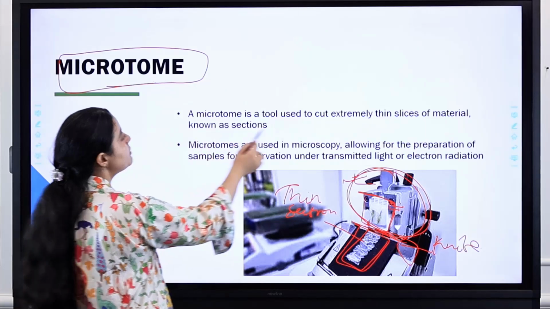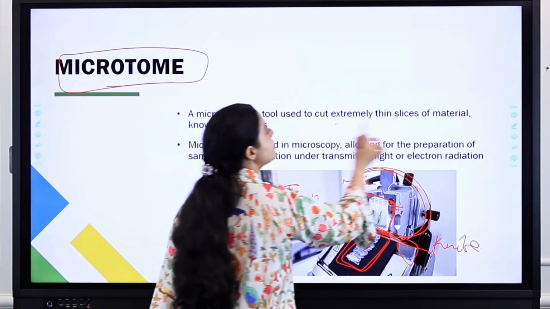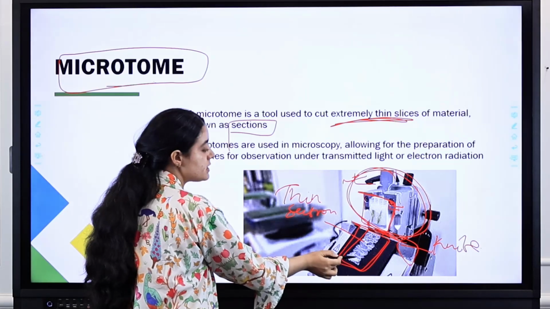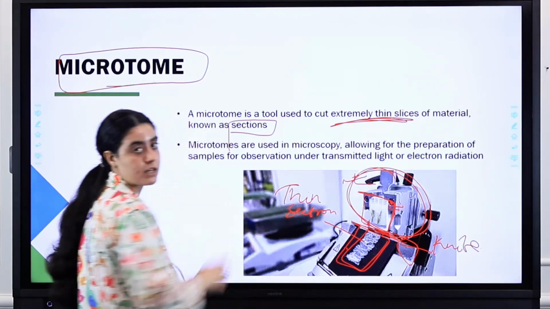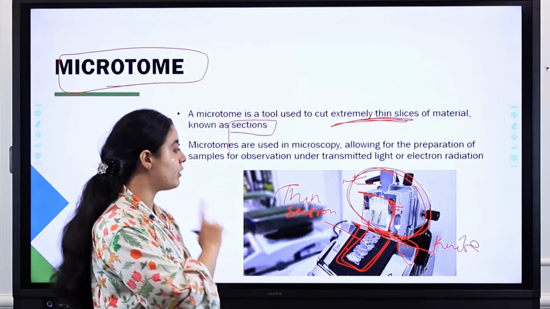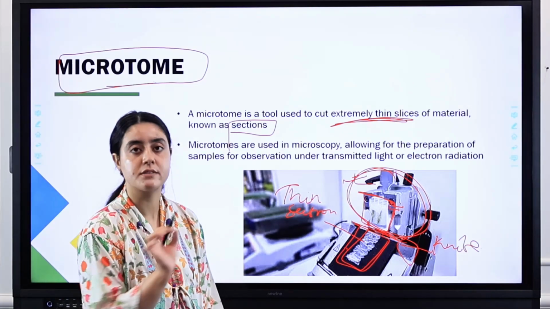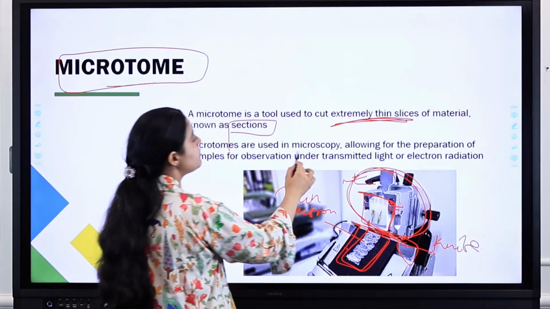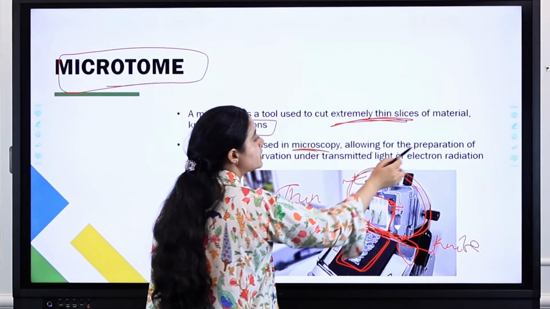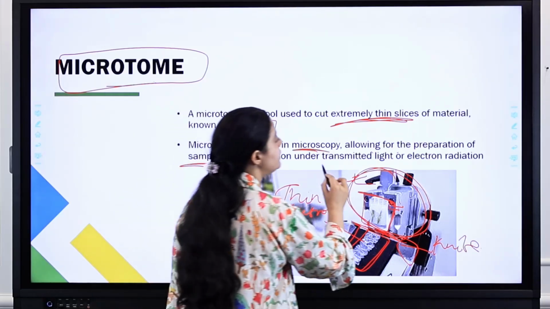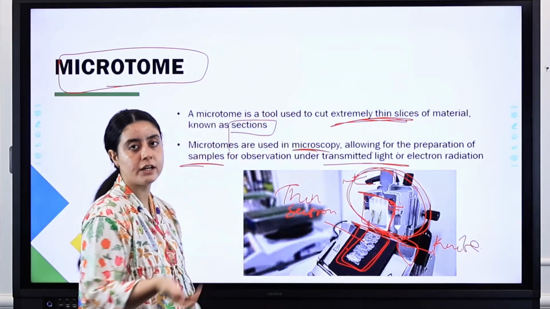Okay, so a microtome is a tool used to cut extremely thin slices of material known as sections. This is a tissue section. We have cut it in very thin slices, and now we call it tissue sections, very thin tissue sections. Microtomes are used in microscopy, allowing for the preparation of samples for observation under transmitted light or electron radiation.